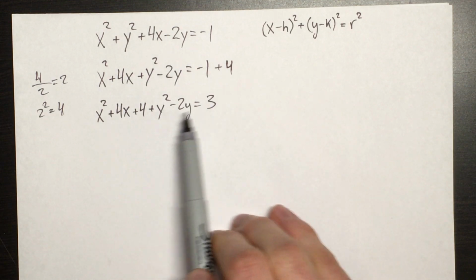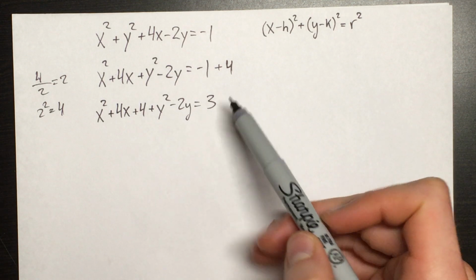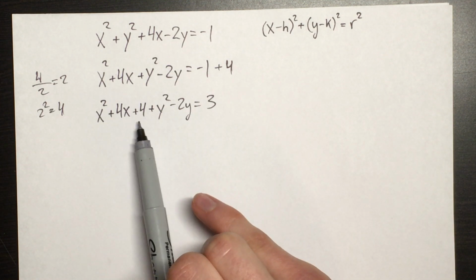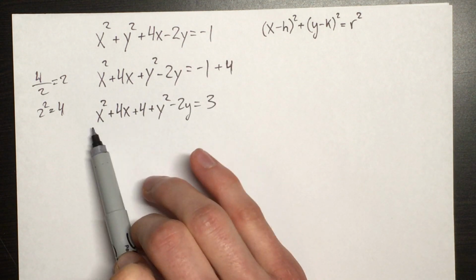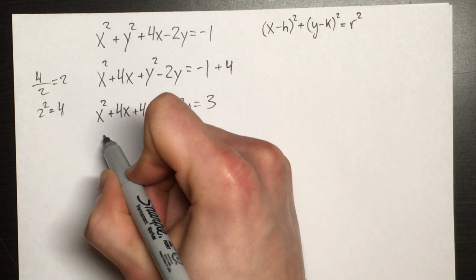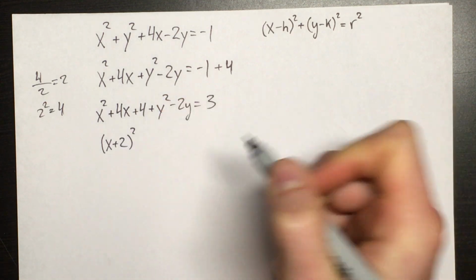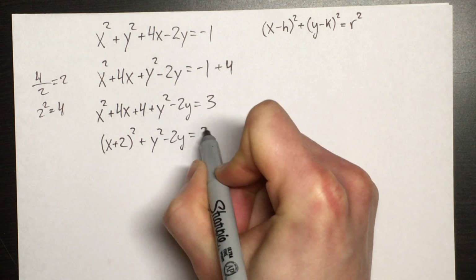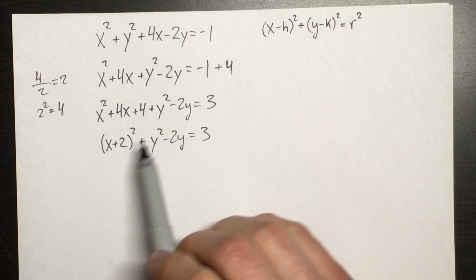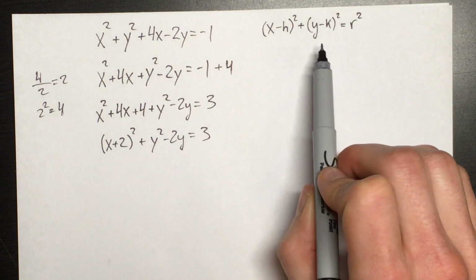Again, we haven't changed the equation. We added the same number to both sides. This is still equal, but the point of doing that was that we now got this into a form that we can turn into just one squared factor. Because what's this equal to? How do you factor that? That's equal to x plus 2 squared, right? So then you have that plus y squared minus 2y equal to 3. Again, I haven't changed the value of the equation. I've just factored that to convert it closer to the general form.